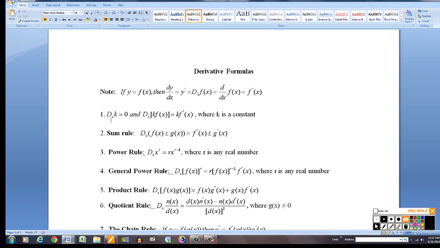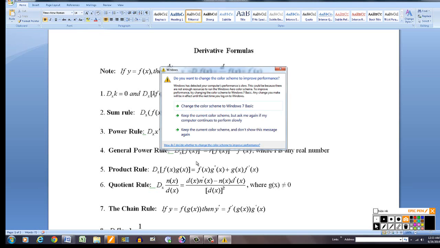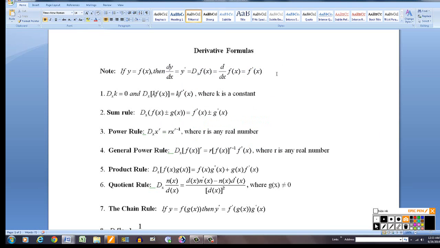And then we have some of the basic formulas that I pretty much assume you should know by now. The derivative of a constant is 0. The derivative of a function times a constant is the constant times the derivative of the function. And then of course you have the sum rule. The derivative of a sum or difference of functions is the sum or difference of those derivatives. We have the power rule. r is a real number here. And then number 4, we have the general power rule, which is a special case of the chain rule, which is number 7 down here.